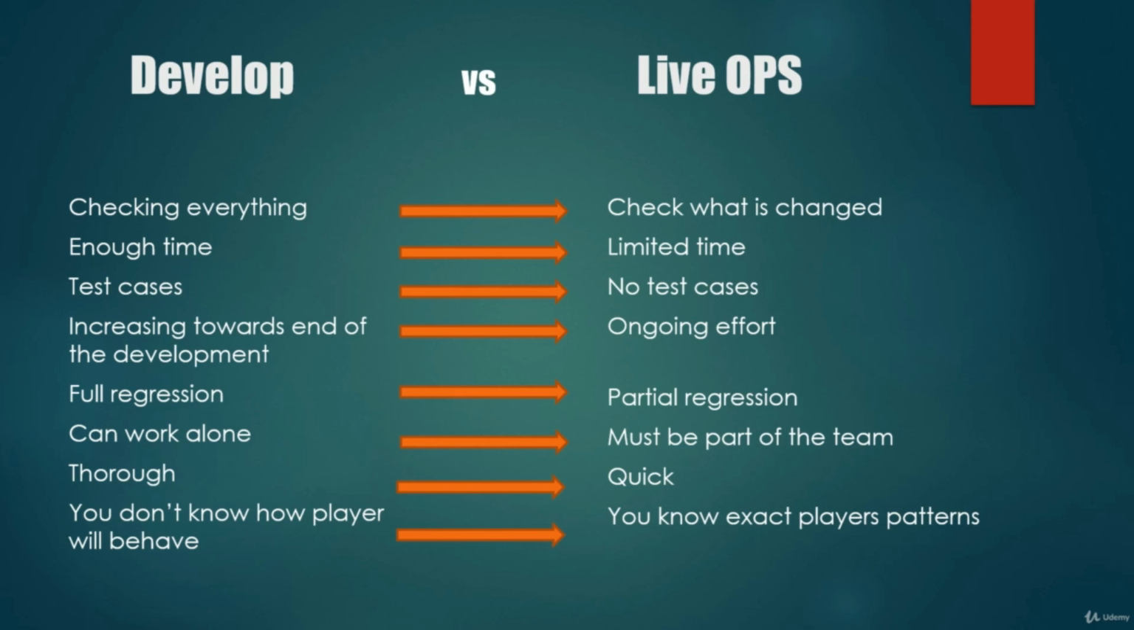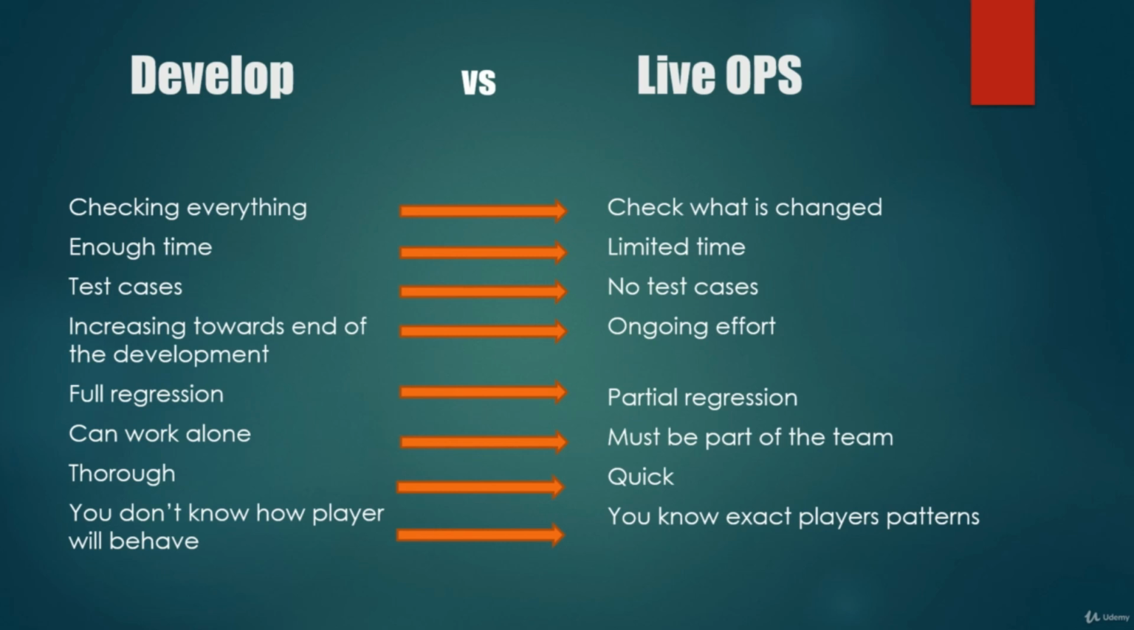During game development, most of the time we'll use test cases. With live ops, very often there are no test cases. There's just no time to write them. So you will have maybe some sort of documentation, but it's going to be pretty light. When we do game development, QA increases towards the end of the development. The more mature and polished the game is, the more we QA. But in live ops, the QA is more or less continuous. There are very few breaks in ongoing QA. Also, when we are doing game development, we usually go for full regressions, but in live ops, it's only a partial one.